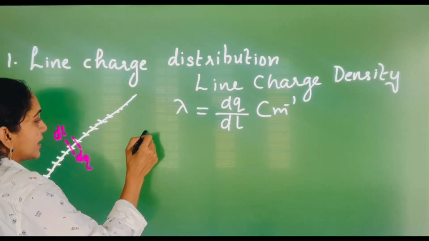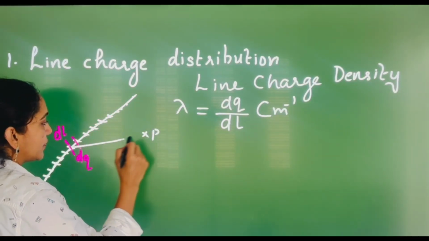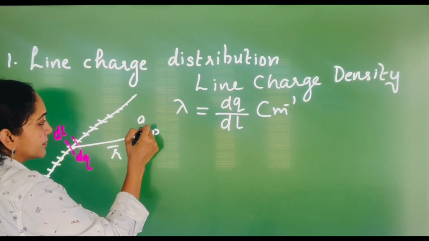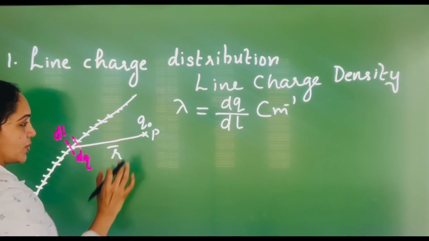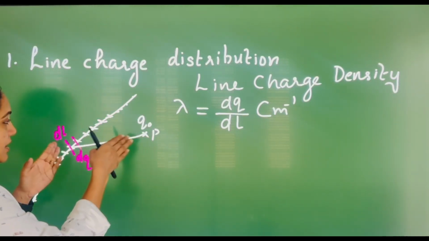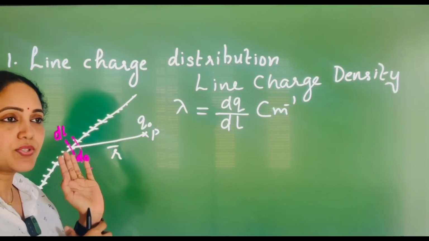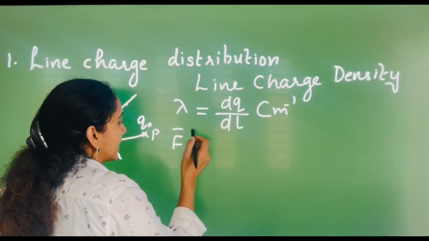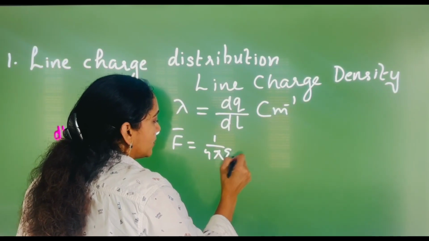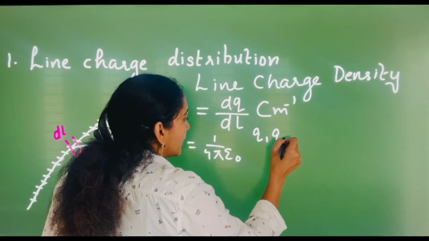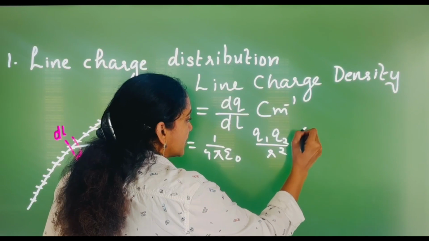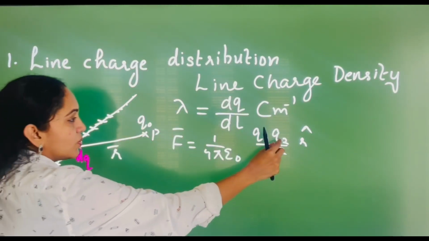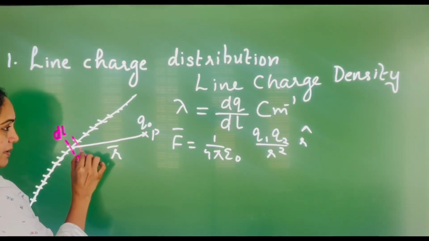So if I consider a point P at a distance r from this length element, and here I place a charge q0, then I am going to find the force between these two charges. For force, can't we use Coulomb's law? Coulomb's law in vector form can be written as 1 by 4 pi epsilon 0, Q1 Q2 divided by r square, unit vector r. I am writing the general equation here. So in our case, Q1 is Q0 and Q2 is this small length element.